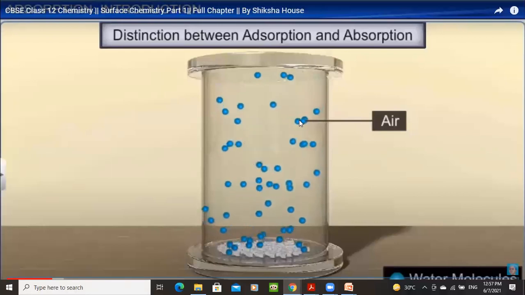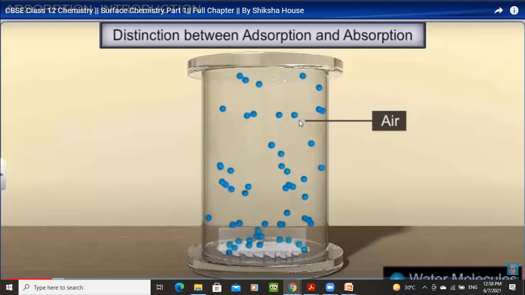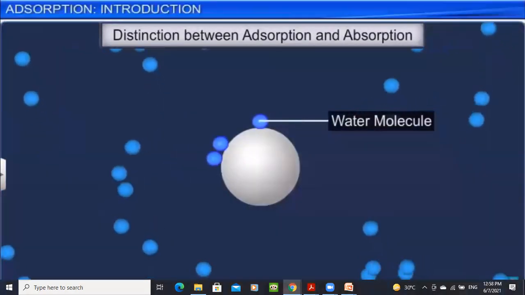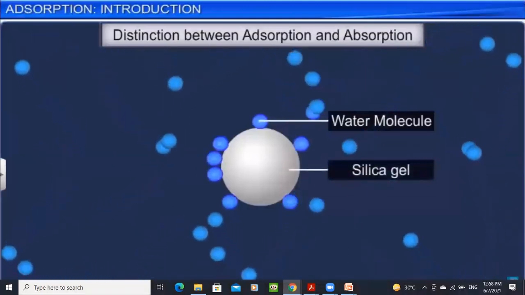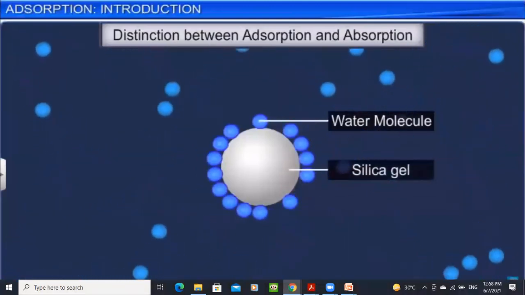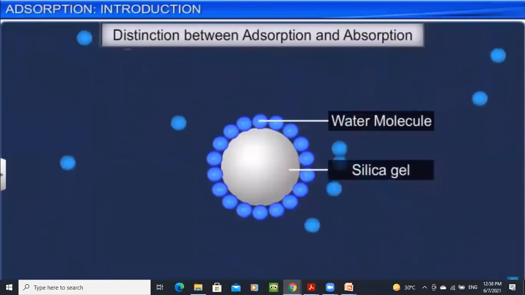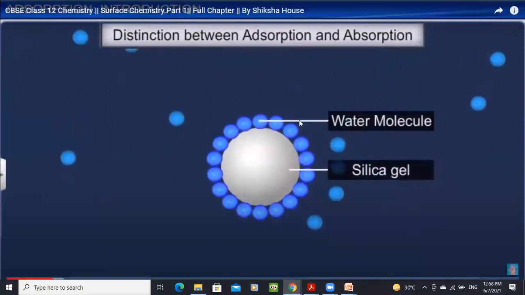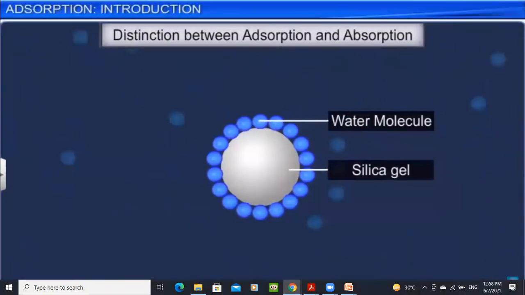So this is the air, and we just put the silica gel in the air chamber. So what happened? The water molecules from the atmosphere or from the chamber just start sticking on the surface of the silica gel. This is the adsorption process. All right, the molecules from the air get adsorbed.